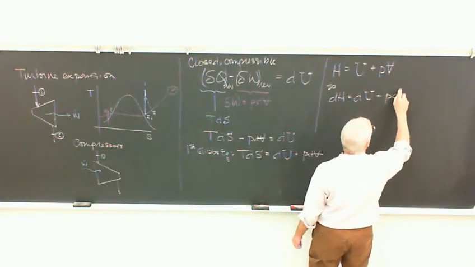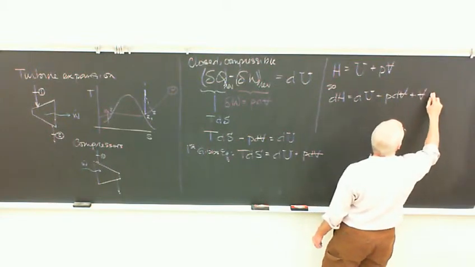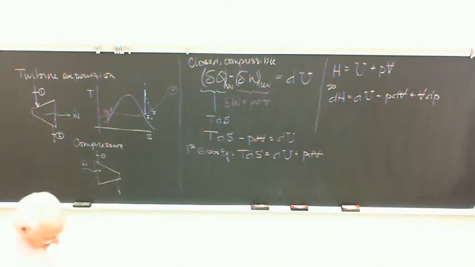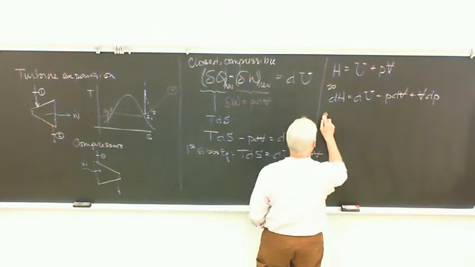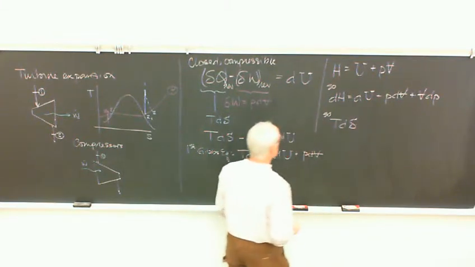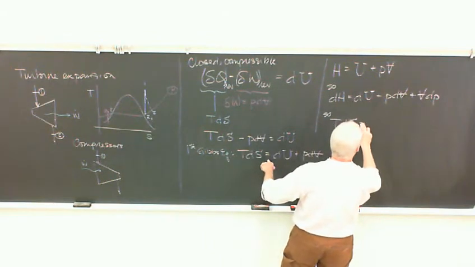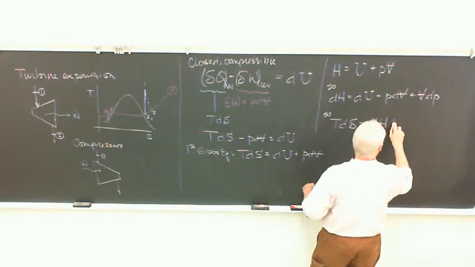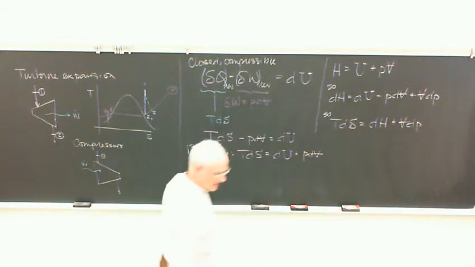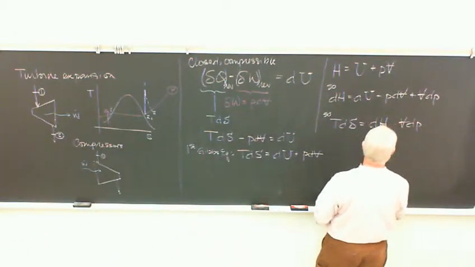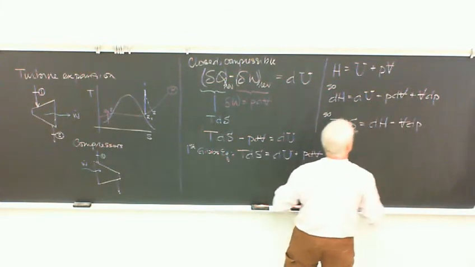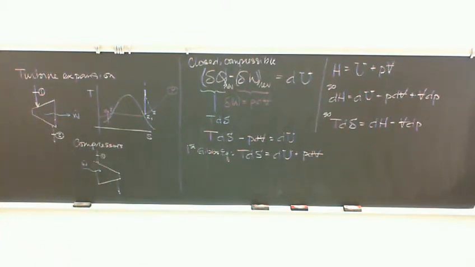differentiate this side. Have to do the chain rule on that part, of course. And dU plus PdV, we've already got there, so we can put these together as TdS equals dH plus VdP. Should be minus, yeah, because it comes over. And that's the second of the Gibbs equations.